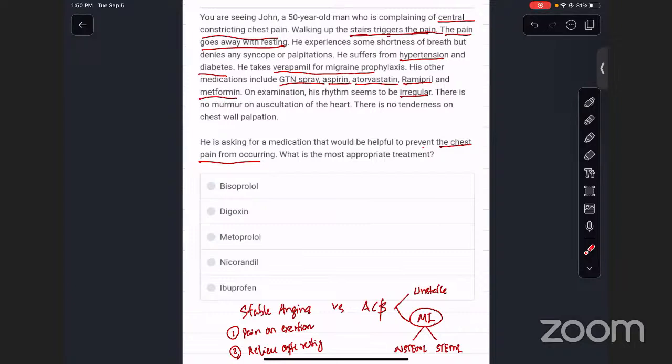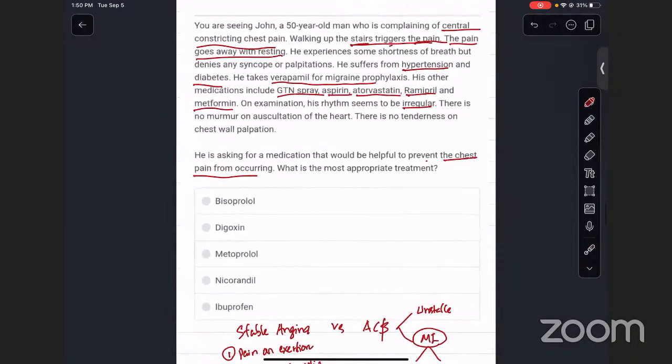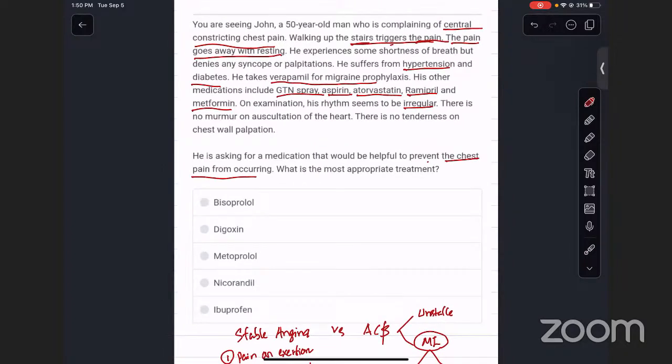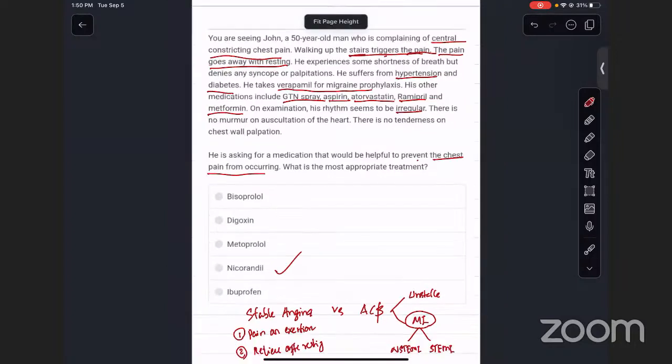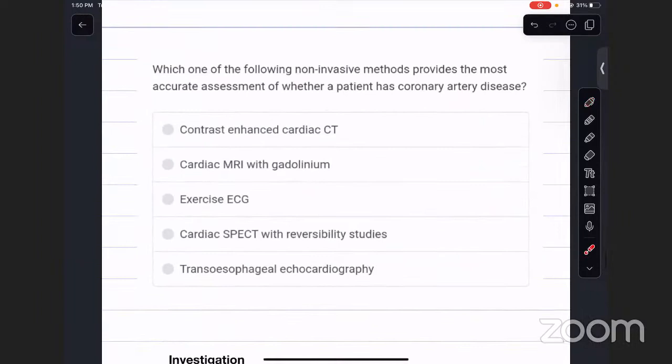So in this scenario, the answer will be nicorandil. Okay. Let's see another scenario.